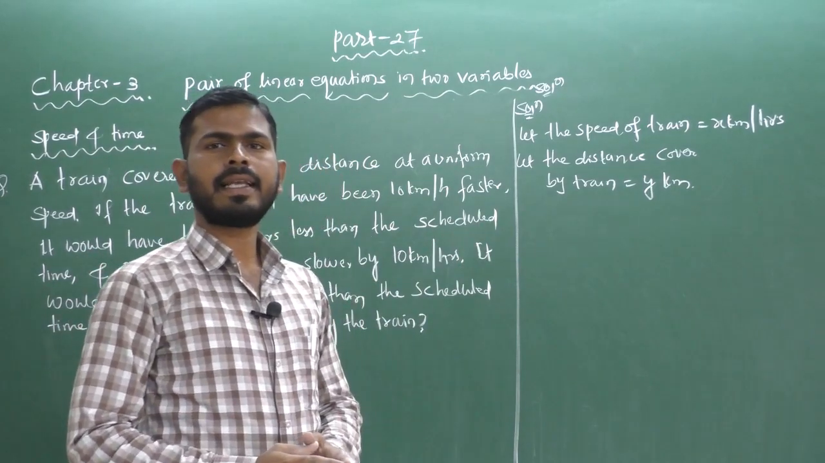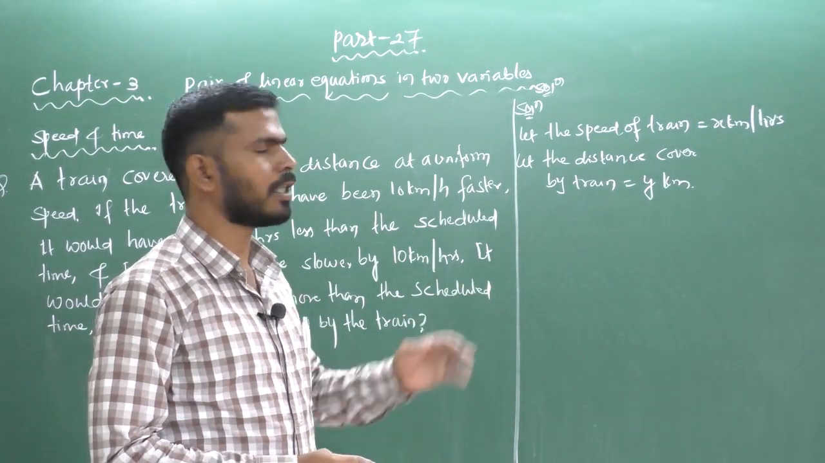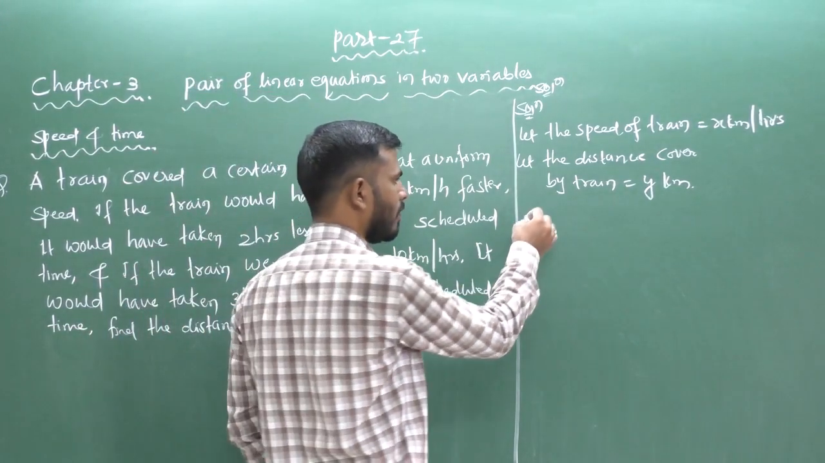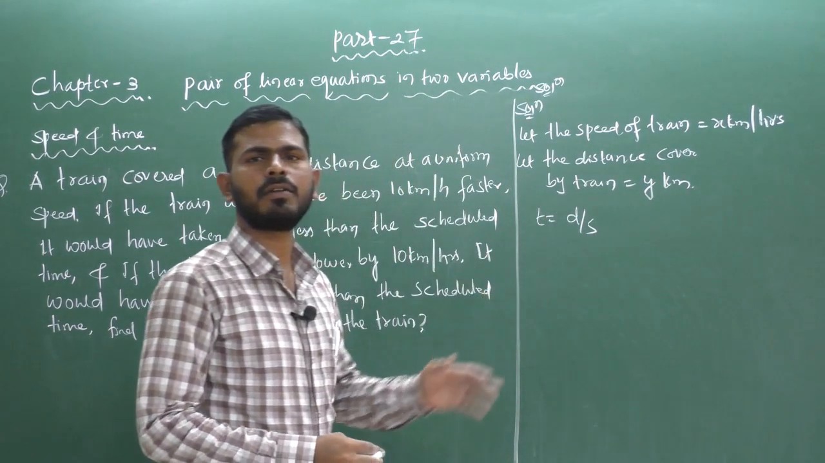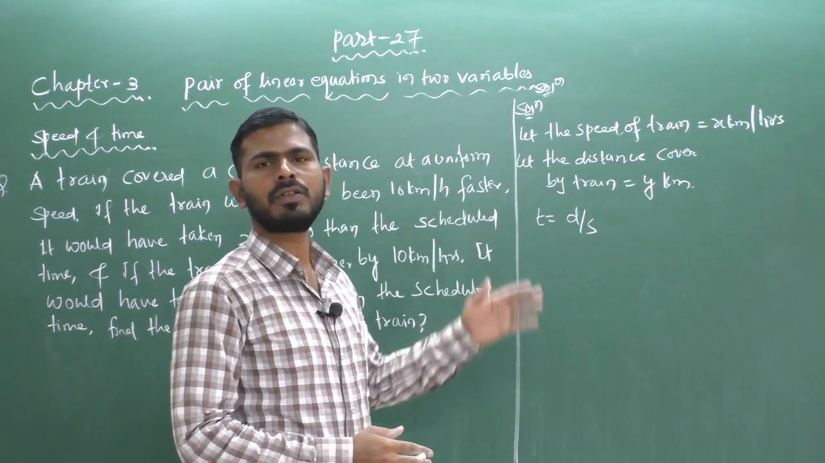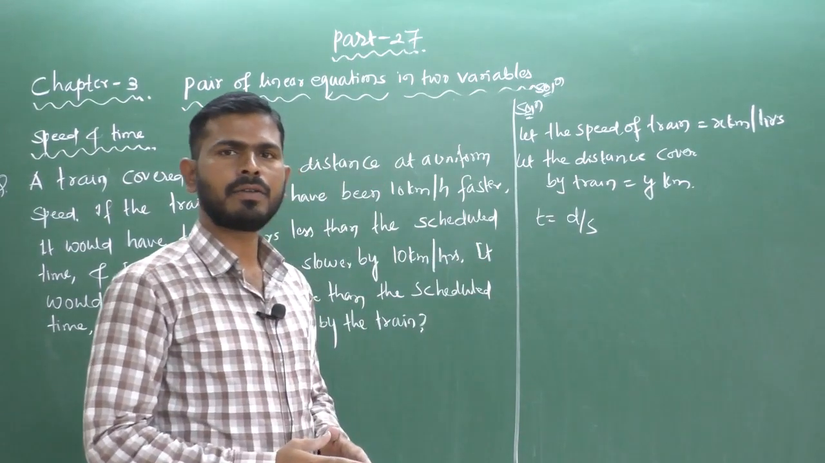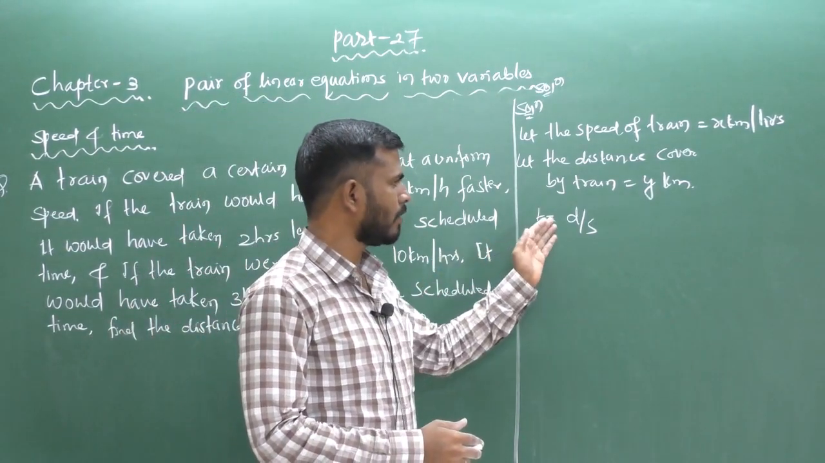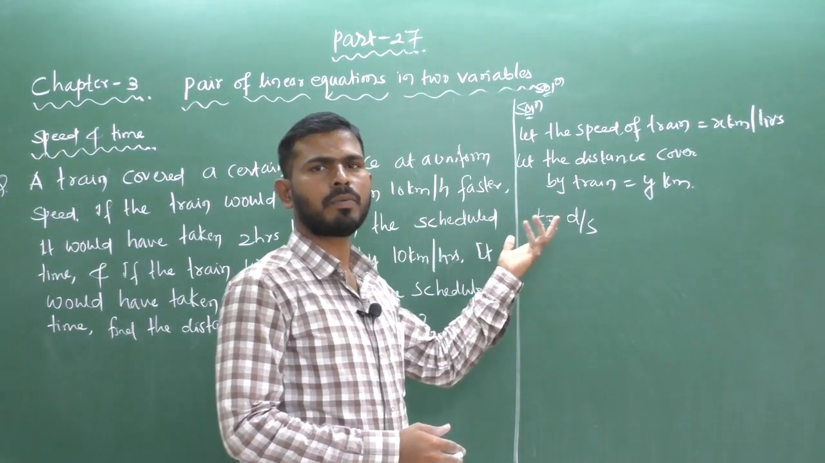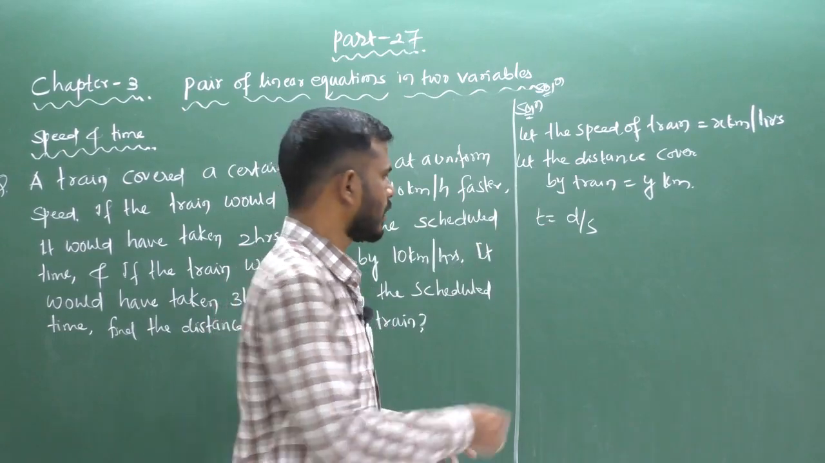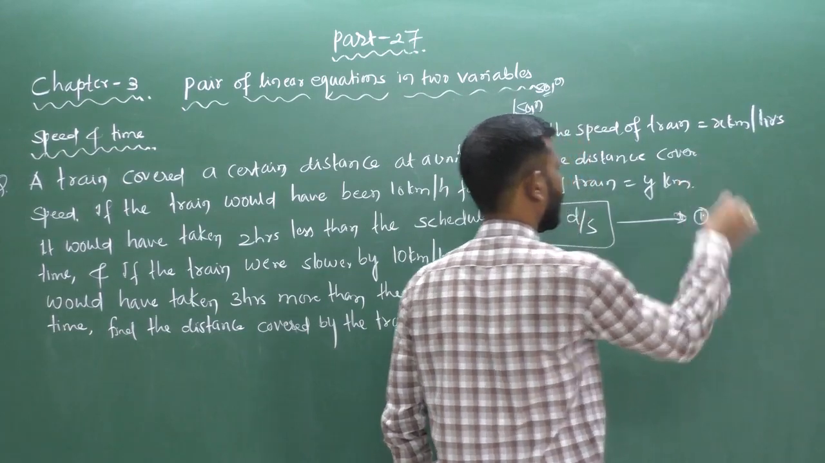The speed of the train is x kilometer per hour and the distance covered by the train is y kilometer. So what is the formula? Time equals distance by speed, or speed equals distance by time, or speed into time equals distance. Any one equation you have to keep in mind, that is time equals distance by speed. This is the formula for distance, speed and time.